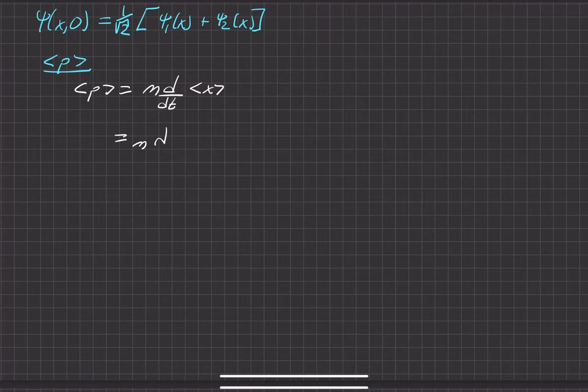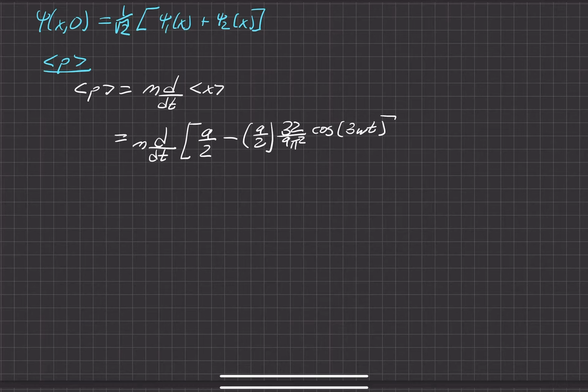So we'll go ahead and write that out in terms of our answer from the previous part here, which is a over 2 minus the quantity of a over 2 times 32 over 9 pi squared cosine of 3 omega t. And immediately we can see that when this time derivative goes into this quantity here, this is just going to turn into a 0. These are just going to be constants, and this is going to be negative 3 omega sine of what's in the argument here.